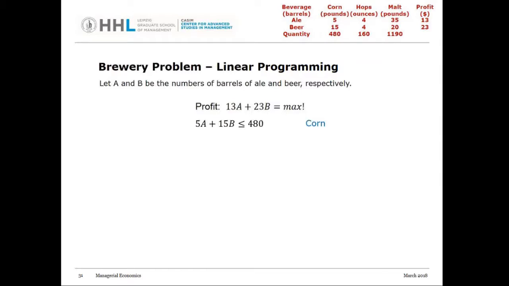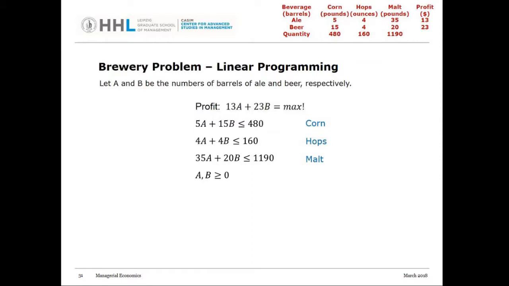We will also have constraints for the 3 ingredients, and this is also in the upper right corner that you can have a look at. It basically says for corn, 5 pounds for a barrel of ale plus 15 pounds for a barrel of beer. Depending on A and B, you have to use less than 480 pounds of corn. We also use the non-negativity constraint, so A and B should be positive.